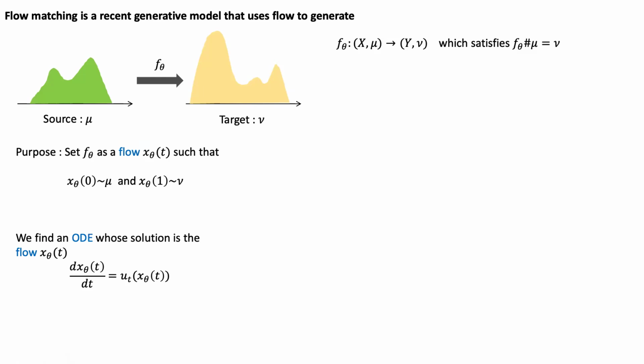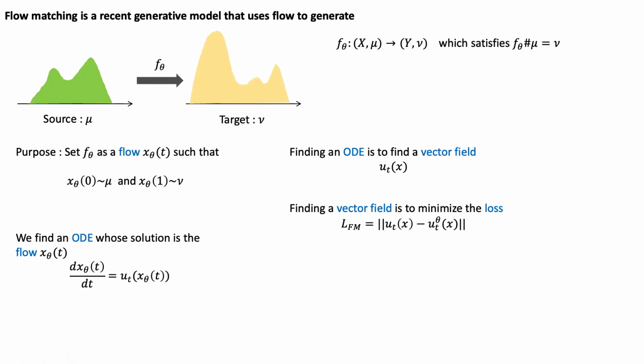By the flow, we mean that we want to find the ODE which satisfies some equation like this. This X theta should satisfy the ODE, and here u_t is the vector field. So finding an ODE means finding a vector field u_t. And finding a vector field u_t means that we want to approximate it using some kind of neural network, to minimize this kind of loss, to approximate the true u_t by this neural network.